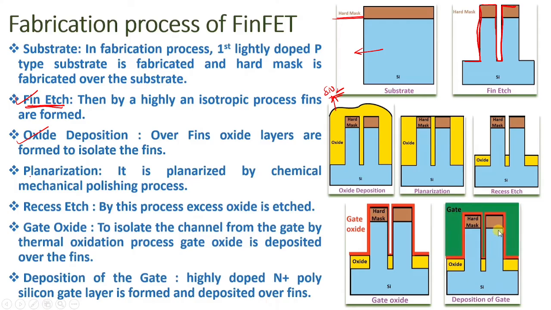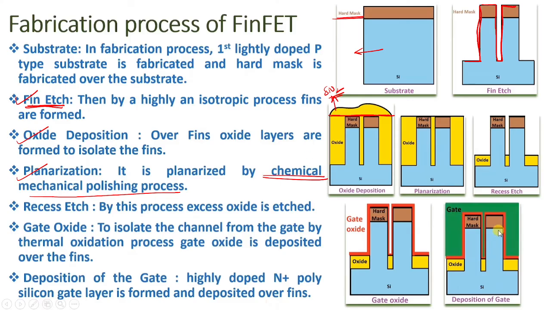And next is planarization. Planarization means you make this surface plane. Okay, that is nothing but planarization. So how are we doing it? We are doing it by using a chemical or mechanical polishing process. You do the planarization.